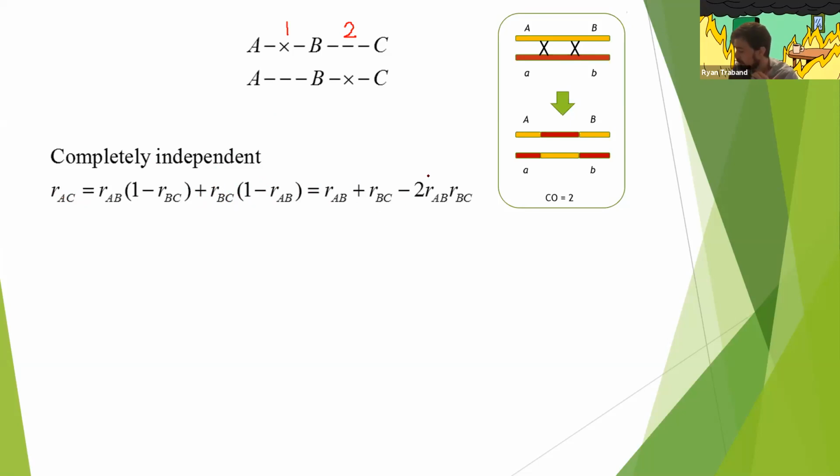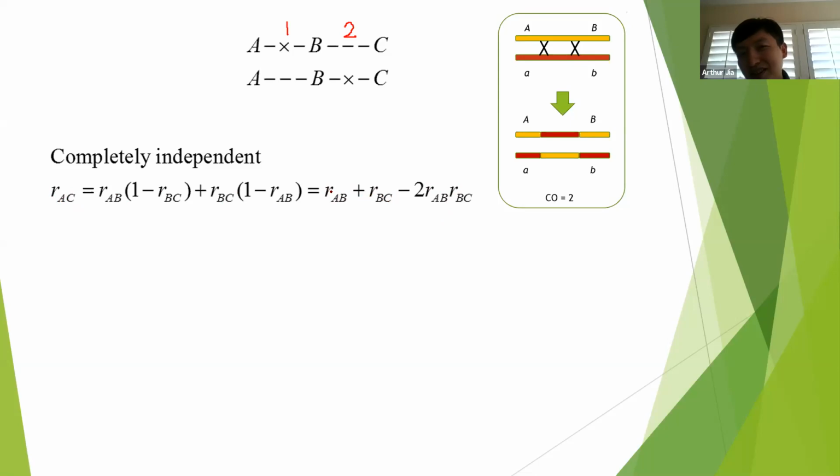All right. So how do we understand this? Clearly, the measure, the recombination frequency, is not additive, because RAC equals RAB plus RBC minus something, right? So why is that? How do we understand that?